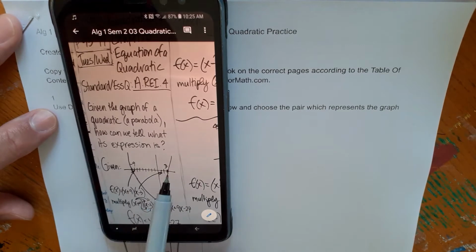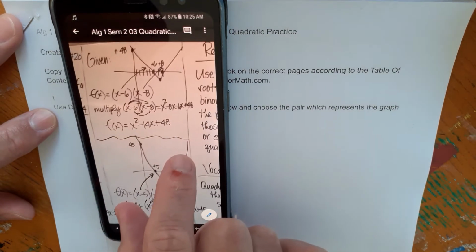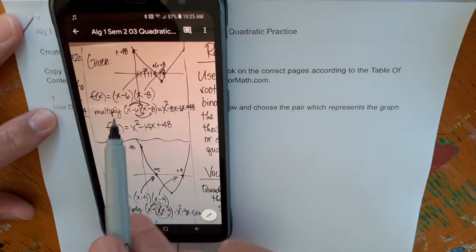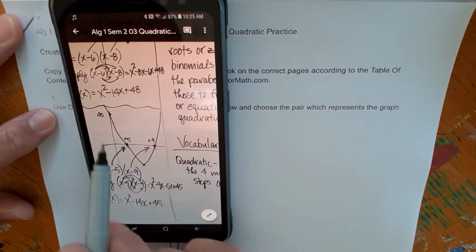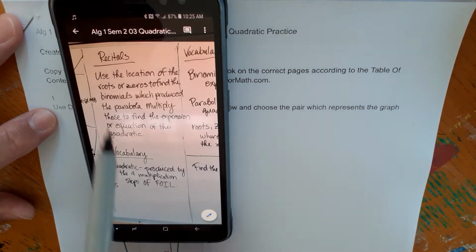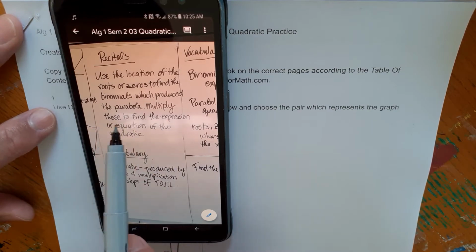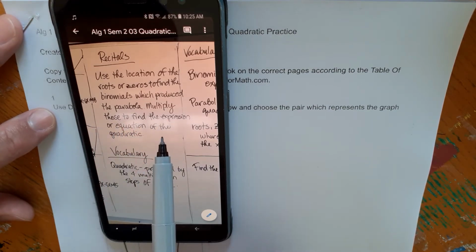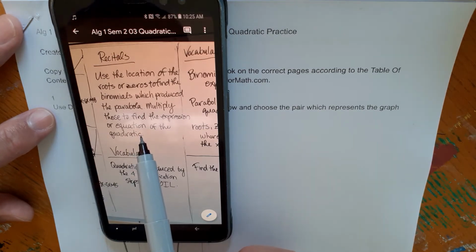We're just talking about the roots of the parabola and the y-intercept, which we've talked about before in other lessons, so we're going to cover it again in this one. Given a graph, can we pick out the correct equation? This one should go pretty quickly because we're going to find the roots, find the y-intercept, and match it up. Here are some recitals. Use the location of the roots or zeros to find the binomials which produce the parabola. Multiply those to find the expression or equation of the quadratic. In this case, it would be equation because to have roots, you've got to put it equal to 0.